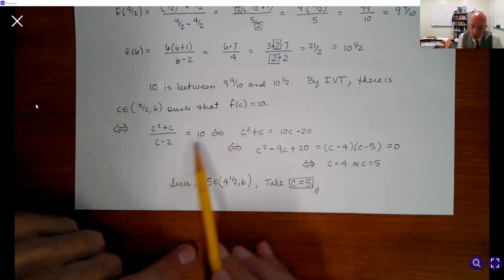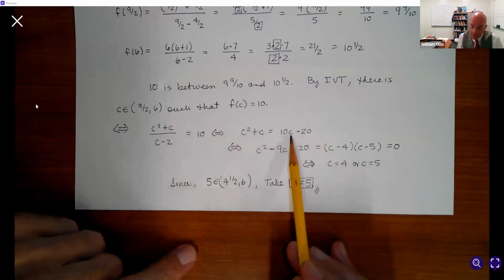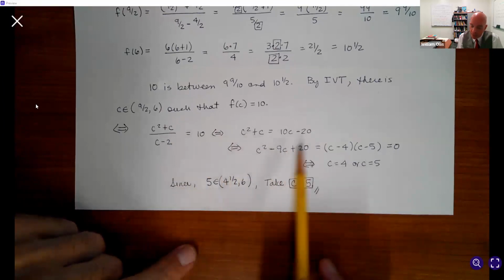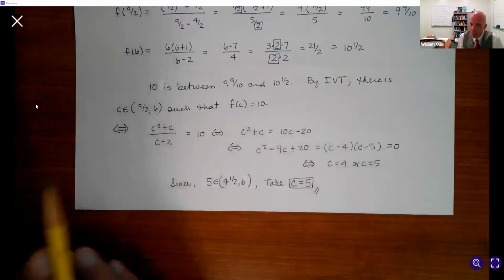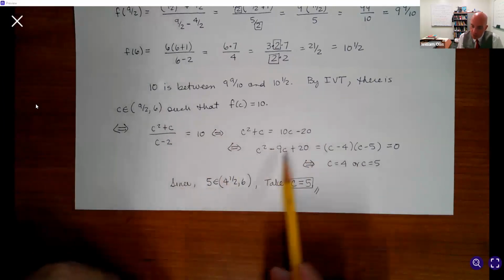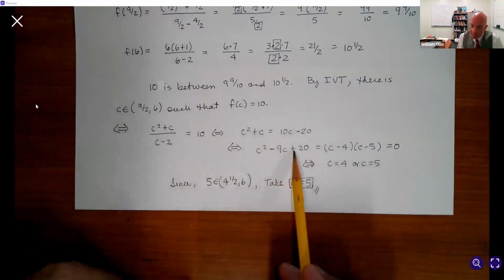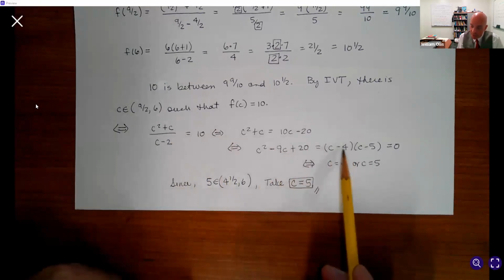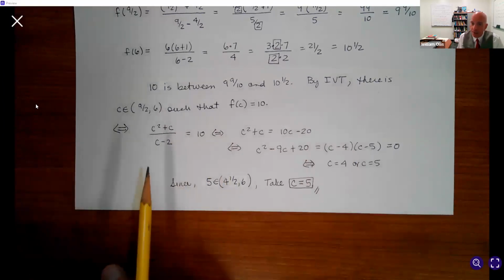So now you can just cross multiply. So you have 10c minus 20, c squared plus c on the left-hand side. So, you know, don't we wish all equations were this simple? When you transpose, you get c squared minus 9c plus 20. And of course, by the AC method, you can use a -4 and a -5.